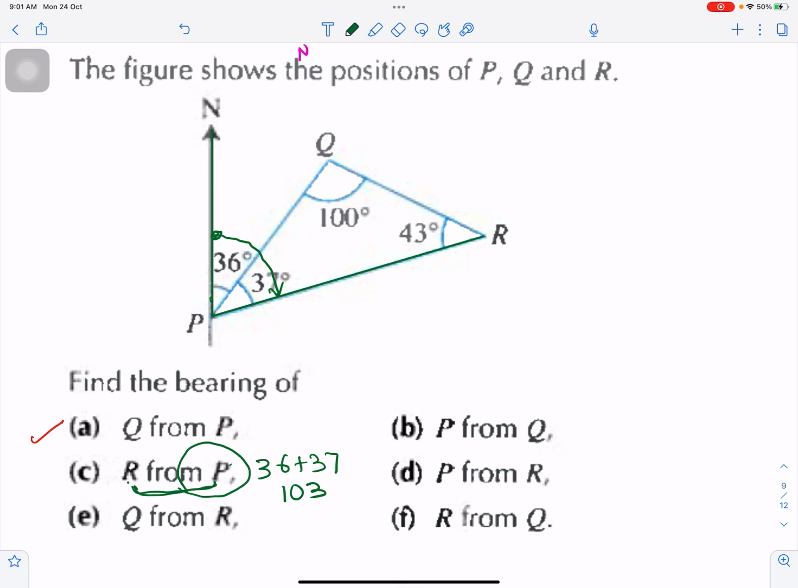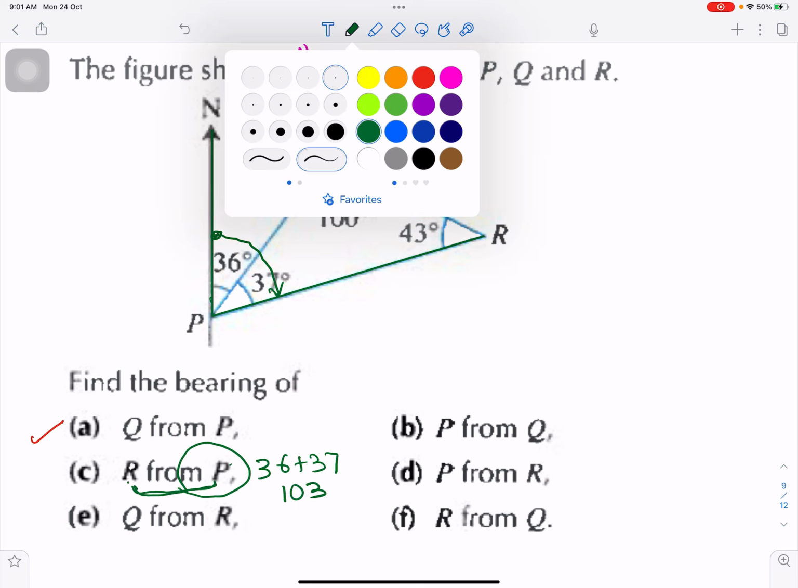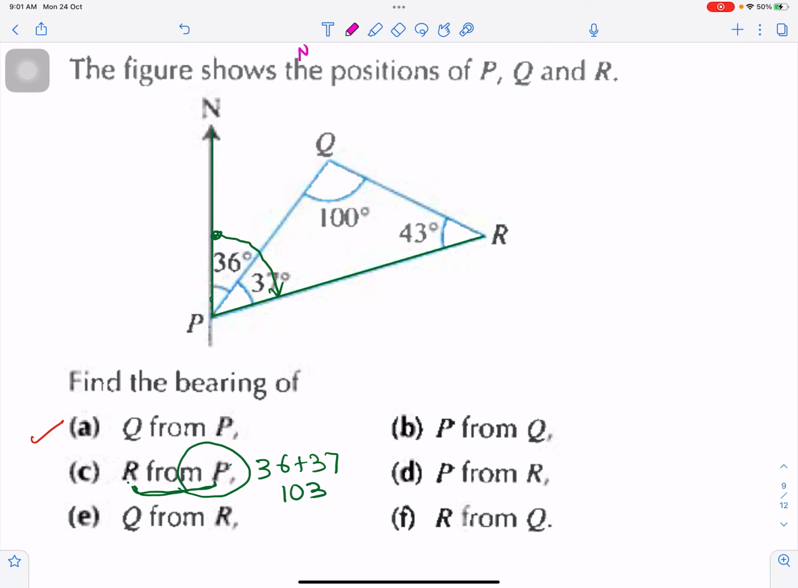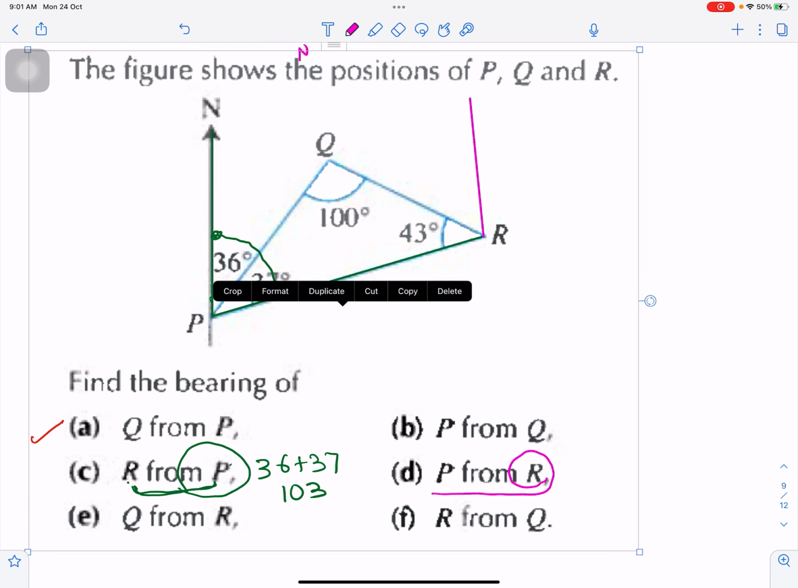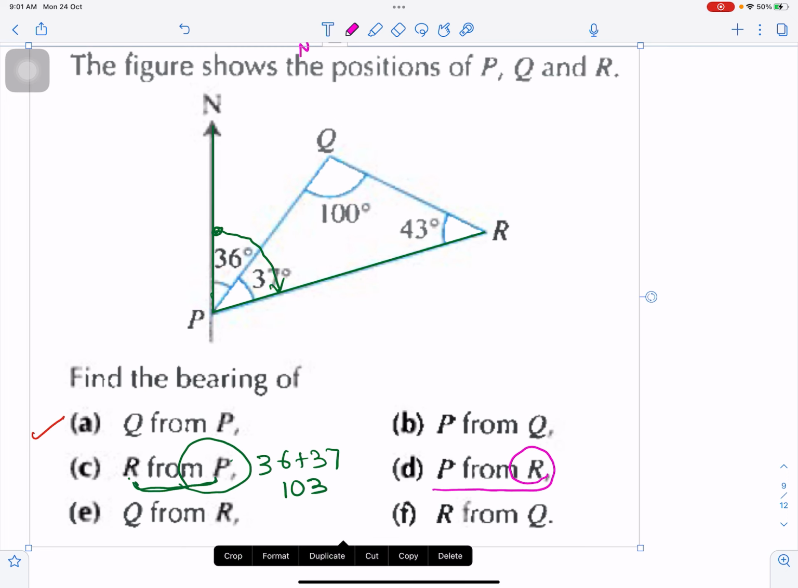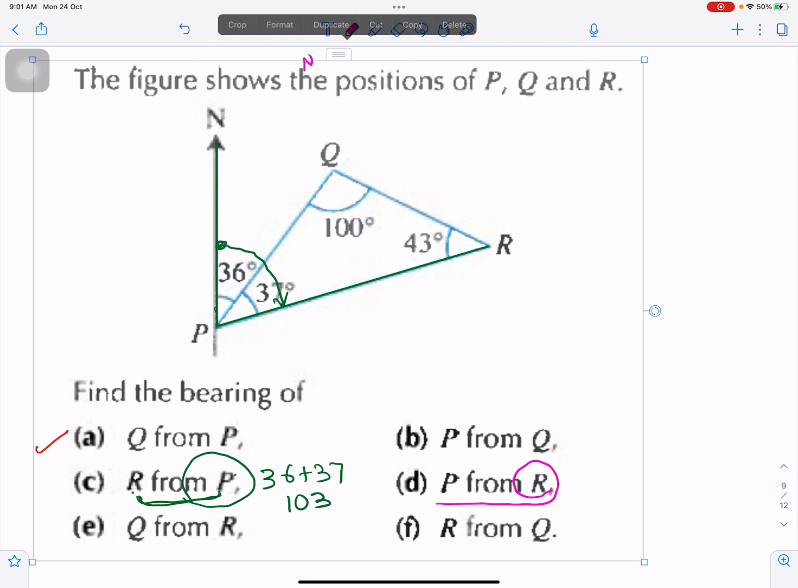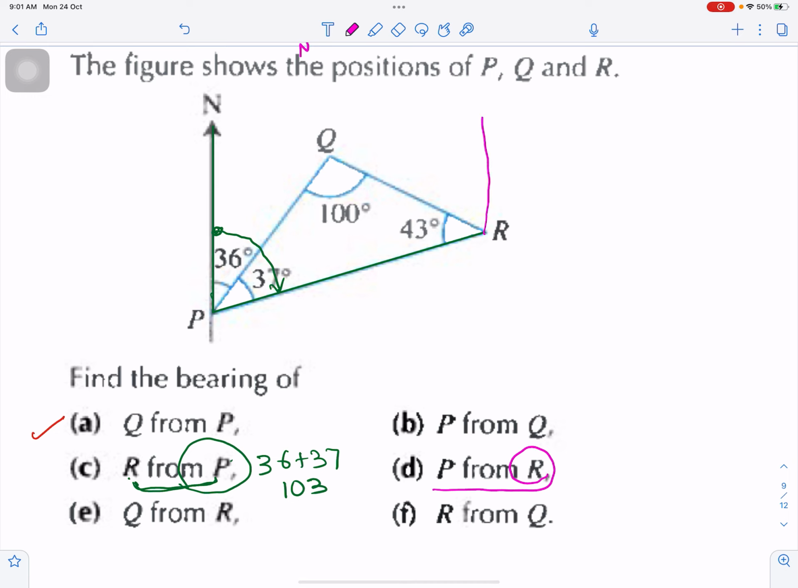Now let's see part D. Let me change the color. P from R. Now you have to draw north at R. Is it drawn there? No. So we will draw it here. After drawing this north, this line looks a little not straight. Like I said, you don't need to draw with the help of a protractor. Just a minute. So I will draw north here.